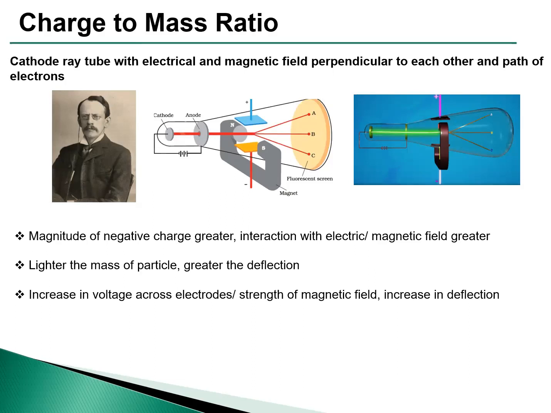The deviation depends on the following factors. Greater is the magnitude of the negative charge, greater is the interaction with the electrical or magnetic field. Lighter is the mass of the particle, greater is its deflection. Increase in either voltage across the electrodes or strength of the magnetic field increases the deflection. After measurements, it was found that the ratio is 1.758820 × 10^11 coulomb per kilogram.